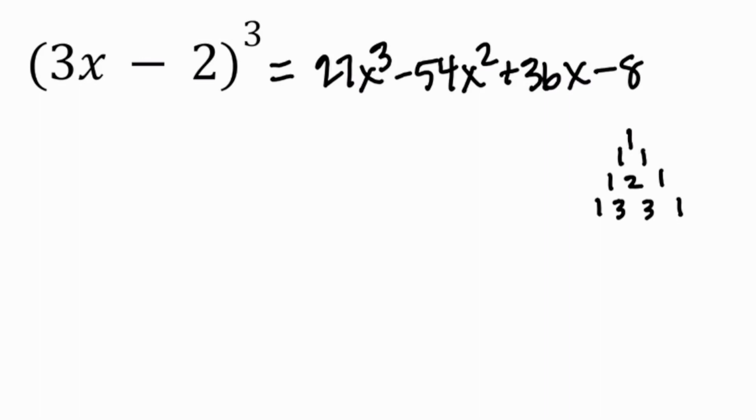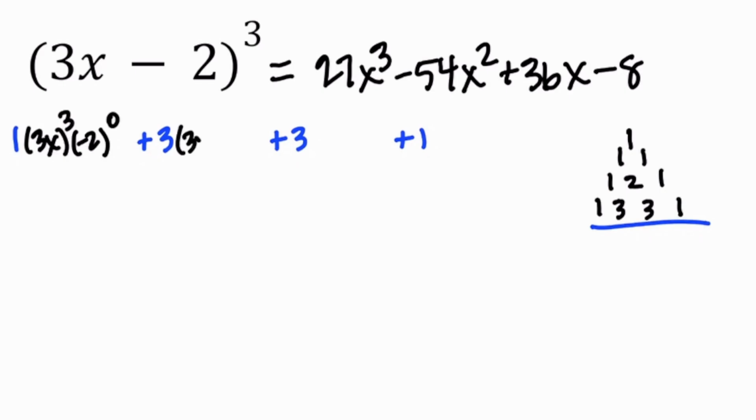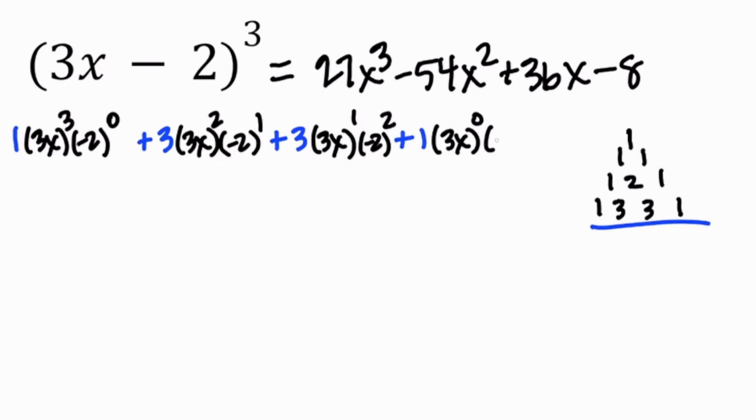If we're going to do this with the binomial theorem, then we're going to go over here to the row that says 1, 3, 3, 1, and have 1 plus 3 plus another 3, and then plus 1. Okay, so 3x taken to the third power, negative 2 taken to the 0 power. We're going to let the power of 3x go down and the power of negative 2 go up, ending with 3x taken to the 0 power and negative 2 going to the third power.